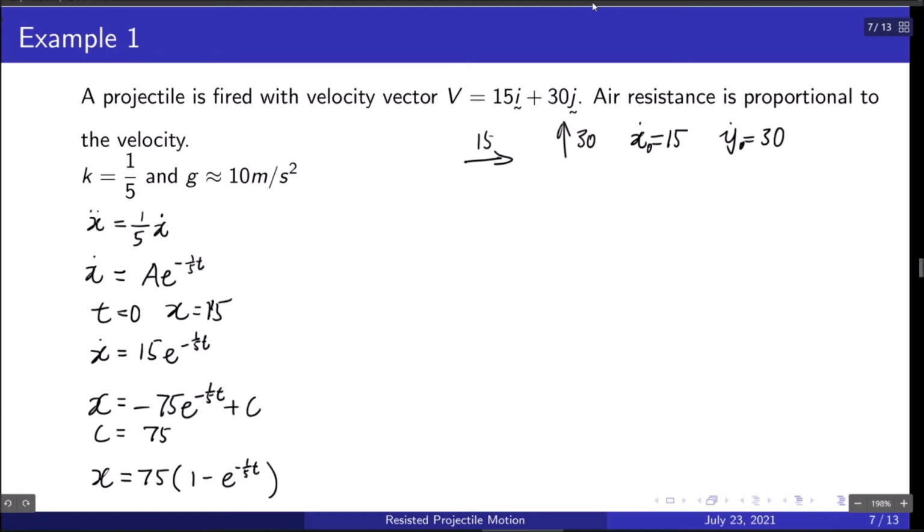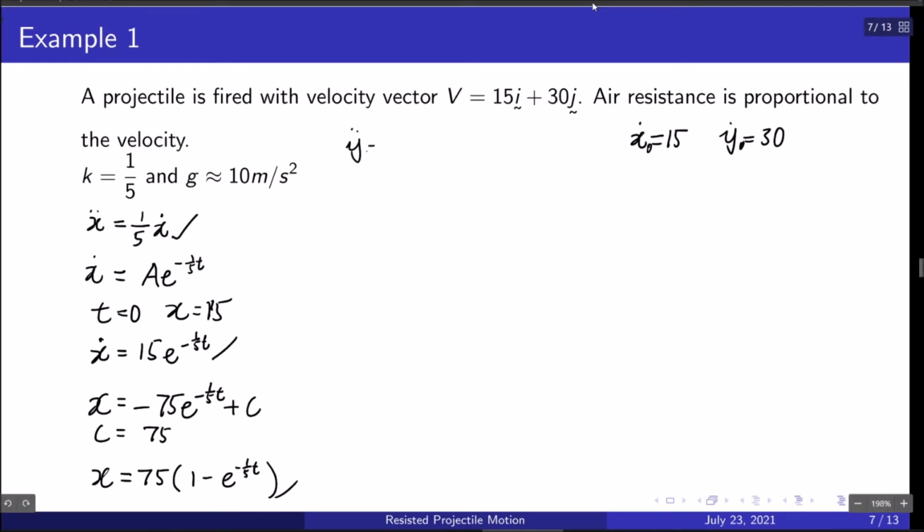1 minus e to the power of negative 1 over 5t. Okay, so this is our equations of motion for the horizontal direction: acceleration, velocity, and displacement. Now for the vertical direction, it's a slightly more involved process, which means I need more space.